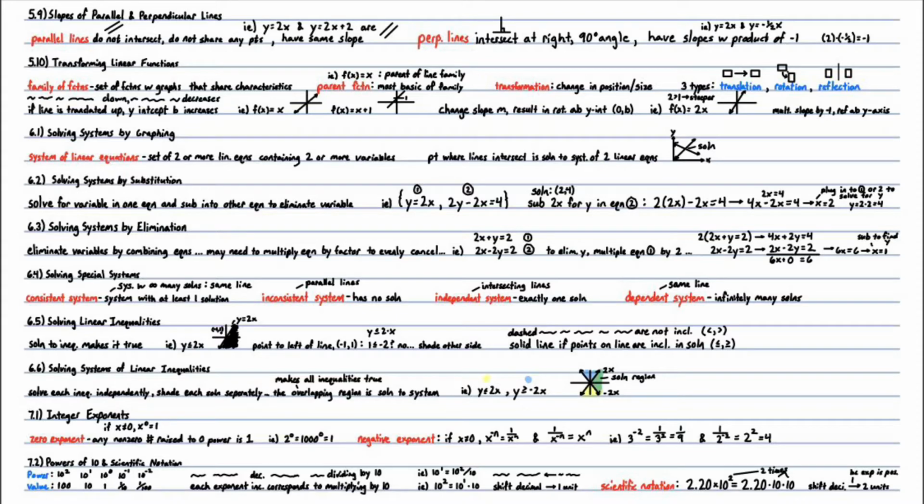Solving systems by elimination. Eliminate a variable by combining equations. You may need to multiply an equation by a factor to evenly cancel. Solving special systems. A consistent system is a system with at least one solution. A system with infinitely many solutions is a system of equations of the same line.